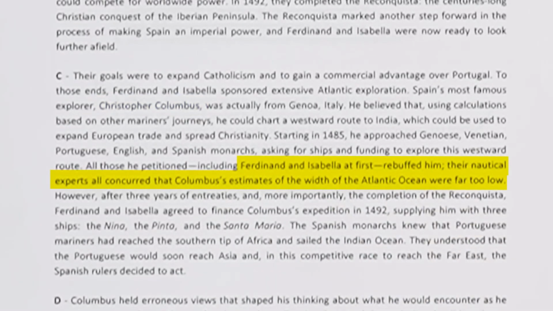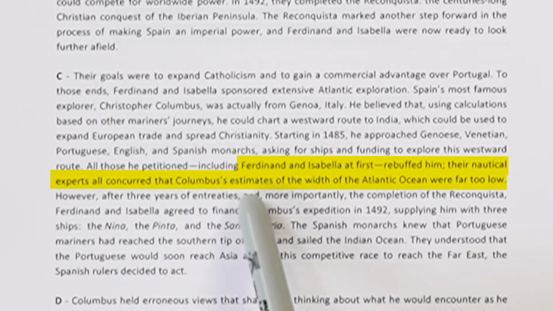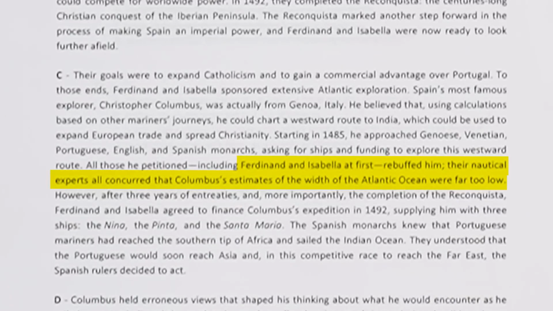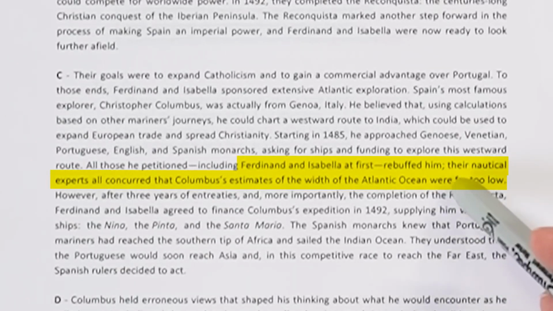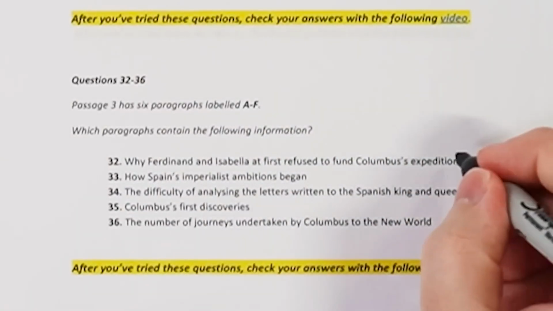Rebuffed means to say no. Their nautical experts all concurred that Columbus's estimates of the width of the Atlantic were far too low. So even if you didn't know what rebuffed meant, it's explaining why they said rebuff, and then you could guess from the context that it means no. But we're pretty sure that is where we're talking about.